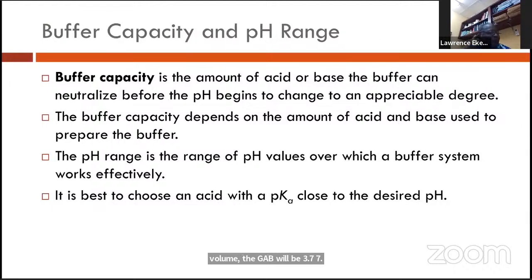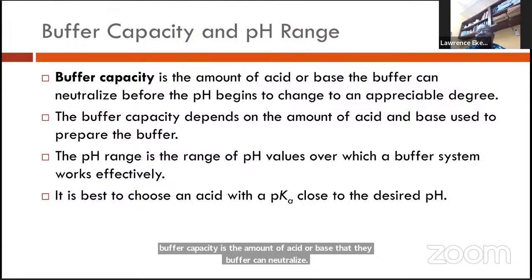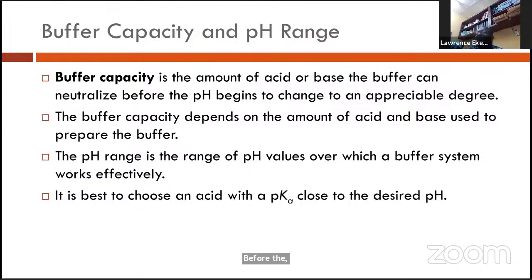So what is a buffer capacity and what is the pH range? A buffer capacity is the amount of acid or base that the buffer can neutralize before the pH begins to change to an appreciable degree. The buffer capacity depends on the amount of acid and base used to prepare the buffer. The pH range is the range of pH values over which a buffer system works effectively. So it is best to choose an acid with a pKa that is close to the desired pH.